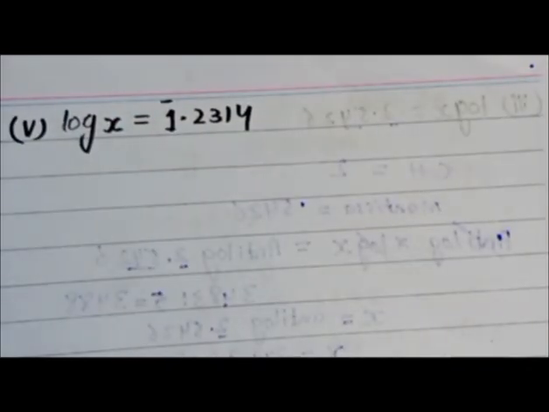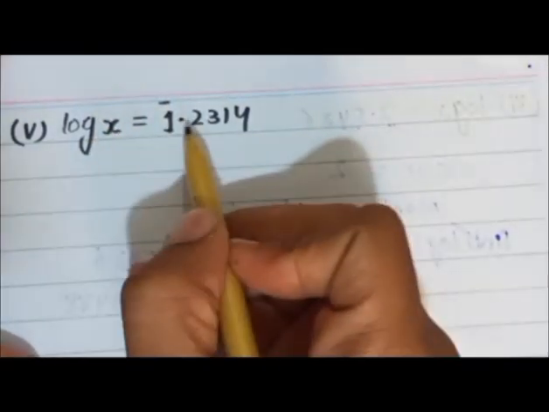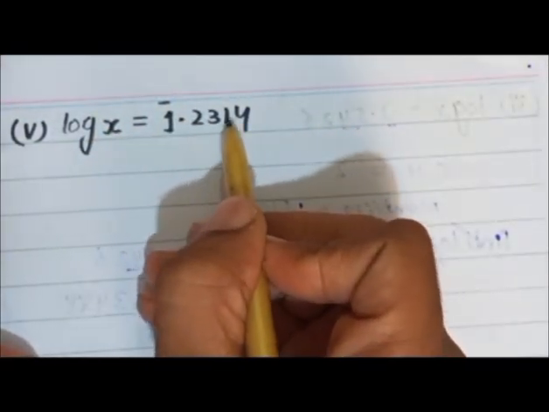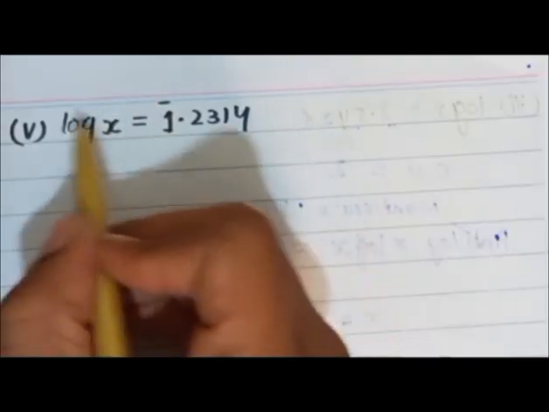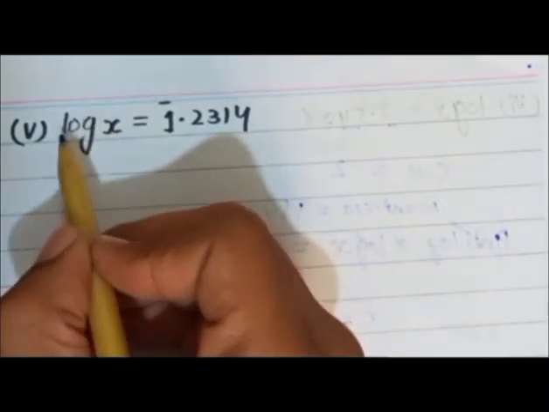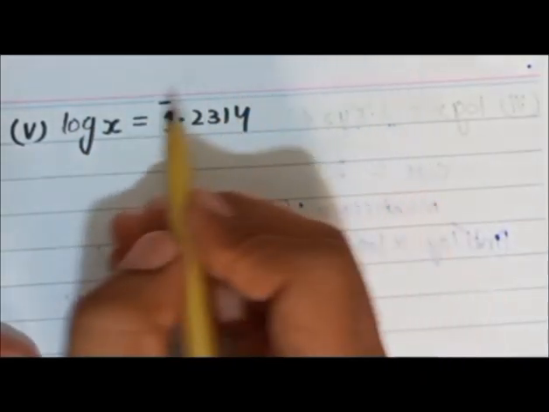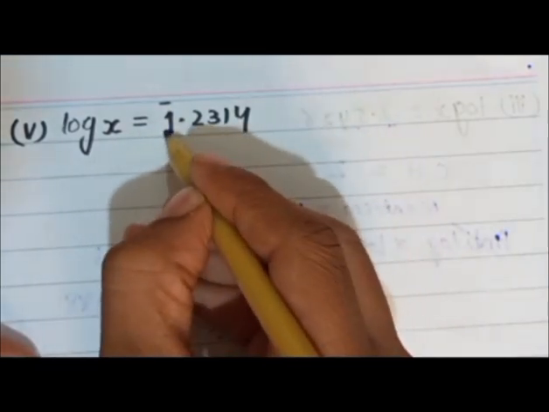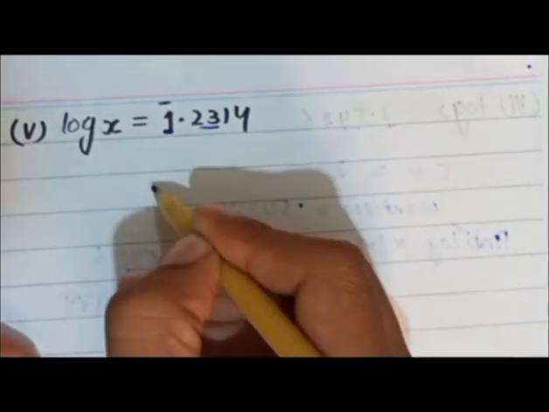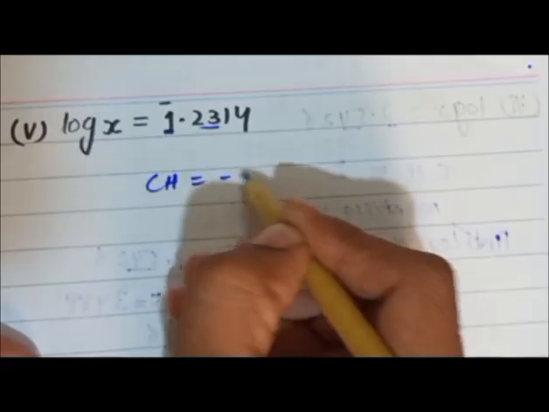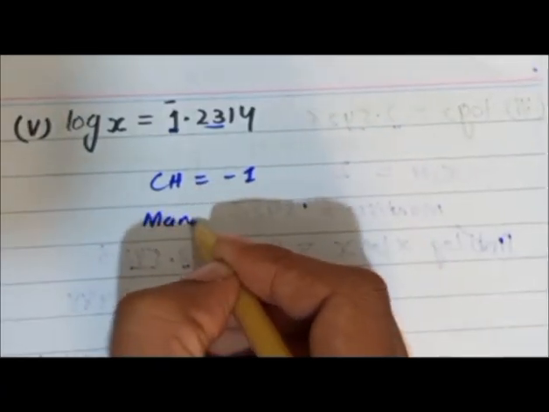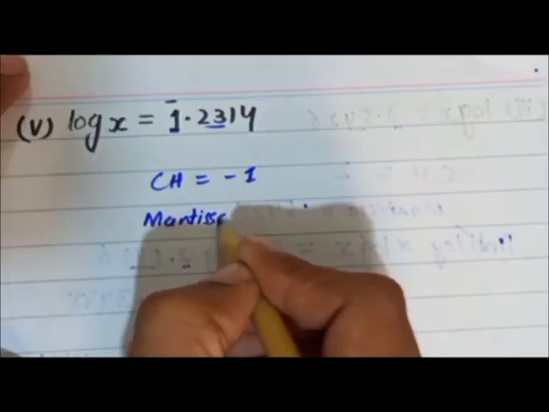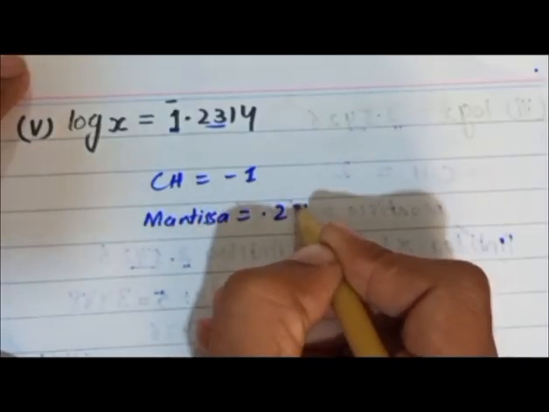So I put the decimal after 4 digits, 1, 2, 3, 4, okay, 0.0. Come to another question, that is log x is equal to minus 1.2314. So I'm supposed to find the value of x. For that I will cut this log and bring anti-log. So first of all, I will separate the characteristic and mantissa. So my characteristic is minus 1, and my mantissa is 0.2314.